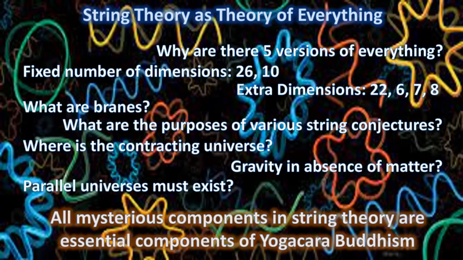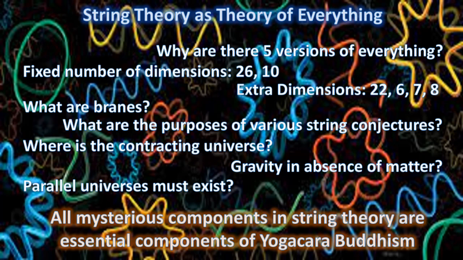String theory is a theory that is supposed to unify general relativity and quantum mechanics. It is also supposed to be the theory of everything. However, there are many mysteries surrounding string theory. The previous diagram shows 5 superstrings. Why are there 5 versions of everything? Nobody knows. String theory requires a fixed number of dimensions, otherwise the mathematical model will collapse.